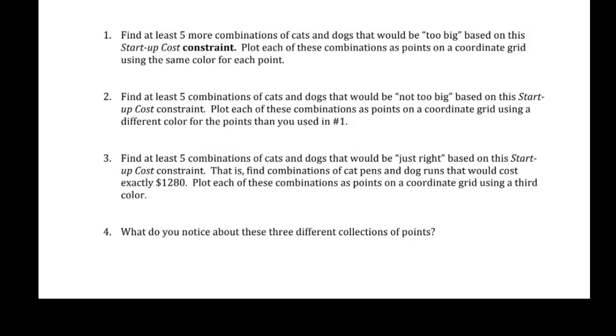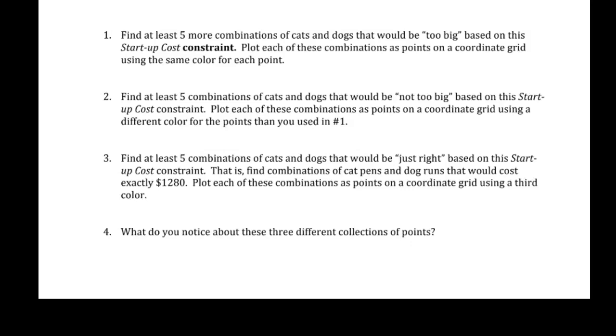The second problem says find at least 5 combinations of cats and dogs that would not be too big based on the startup cost constraint. You're going to plot those on the same grid, but you're going to use a different color for each of those combinations. And then for number 3, find at least 5 combinations that would be just right. So 5 combinations that would use exactly $1,280, and plot those on the same coordinate grid. So you're using a third color. So you're going to have 3 different sets of points.